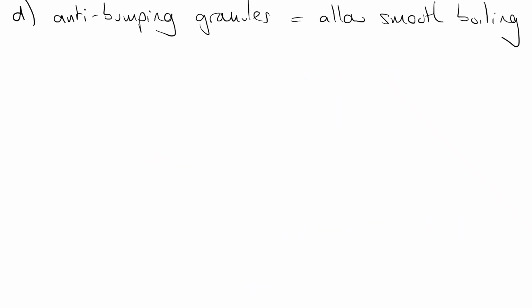For part D, it asks why we use anti-bumping granules. This is to allow smooth boiling or to create small bubbles. If they weren't there, bubbles struggle to form on the glassware, and so the whole thing superheats, it goes above its boiling point and then just bumps, and that just means the whole thing kind of splashes upwards towards the reflux condenser. We don't want that. So anti-bumping granules allow smooth boiling, avoid large bubbles forming, and create smaller bubbles during reflux.